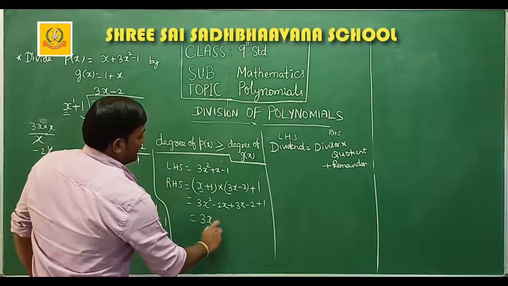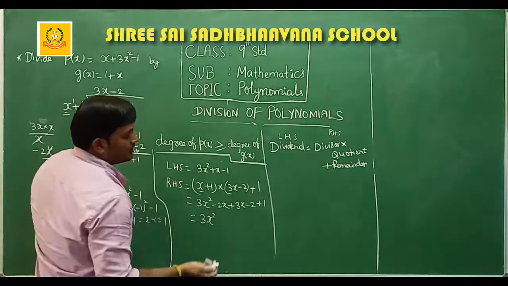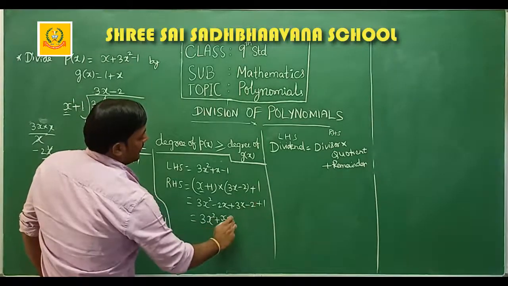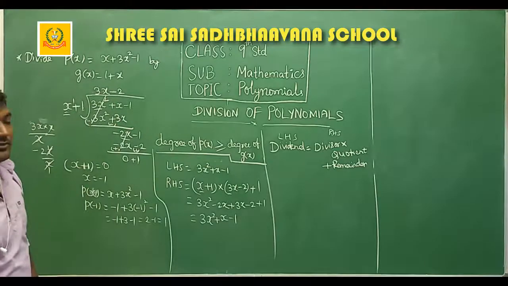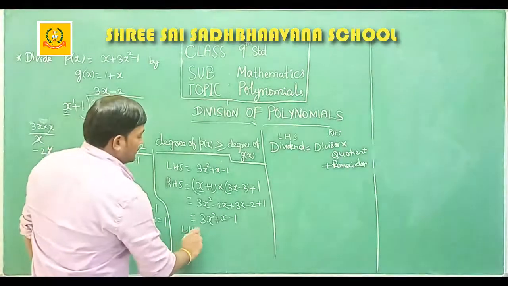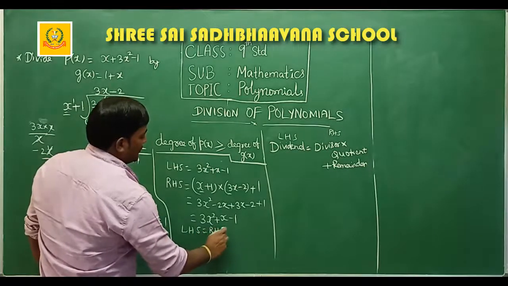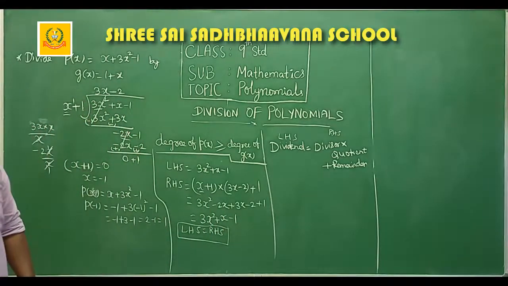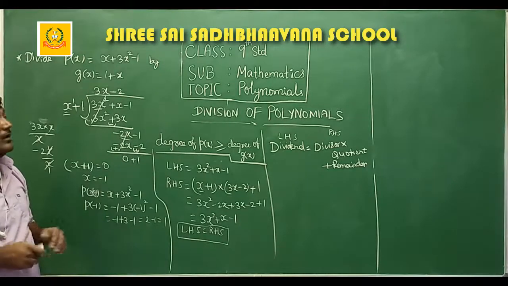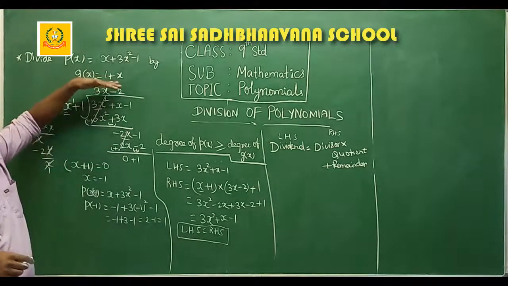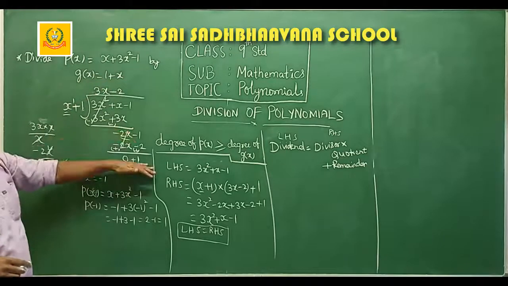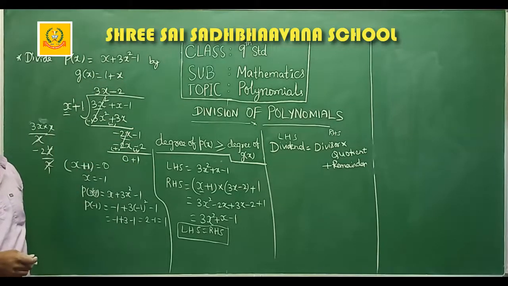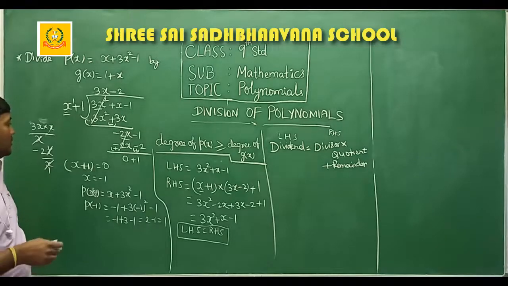So 3x square, minus 2x plus 3x is the same as 3 minus 2, which is plus x, and minus 2 plus 1 is minus 1. So LHS is equal to RHS. That's the reason we got it, right? So we got LHS and RHS equal. So we can conclude this is the quotient and this will be the remainder, and we got the correct answer. Okay, I hope you understood this.